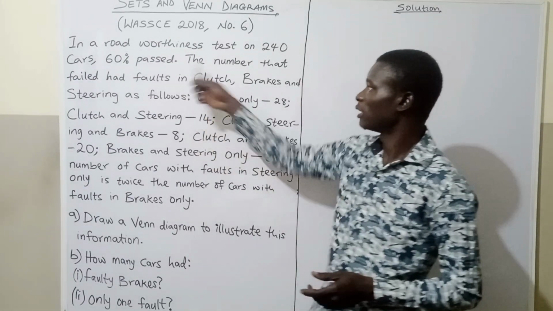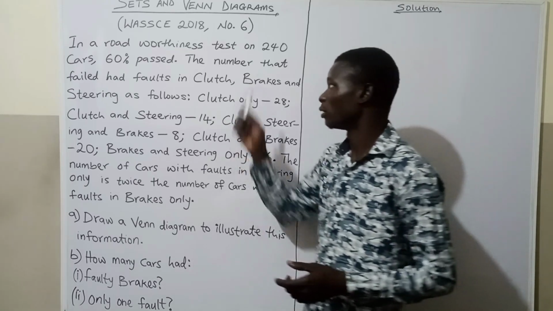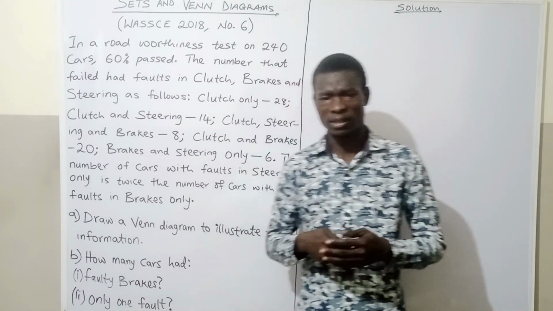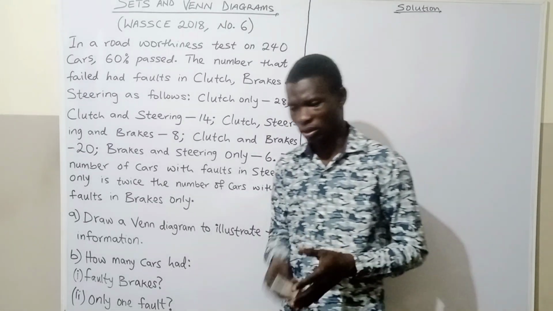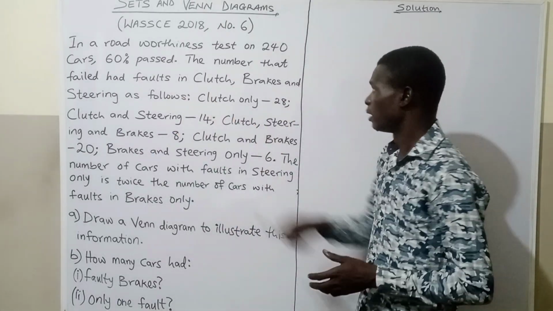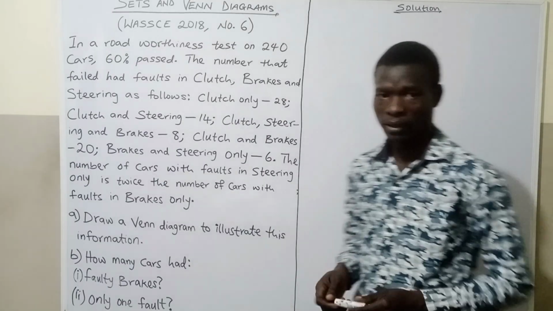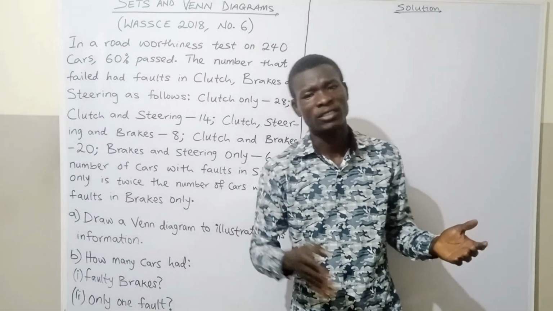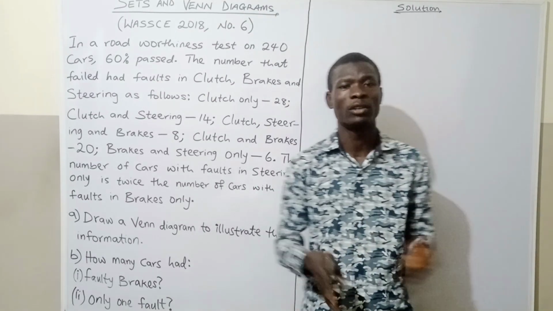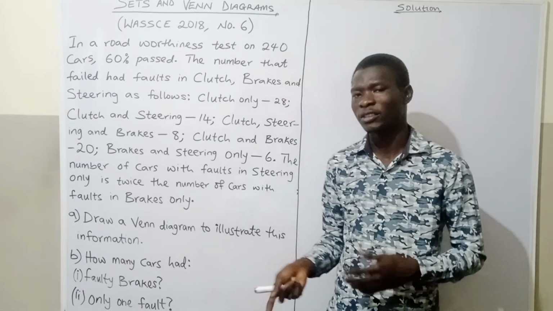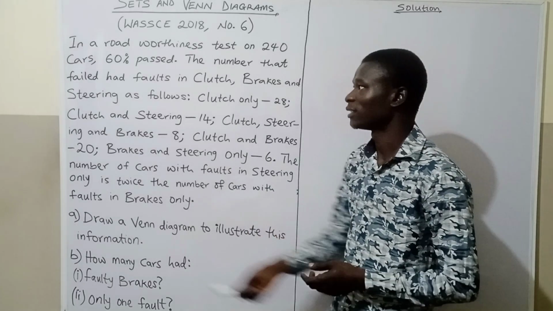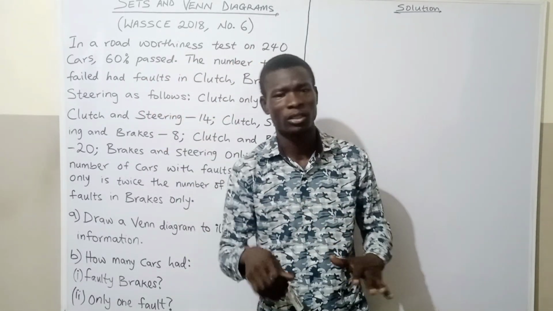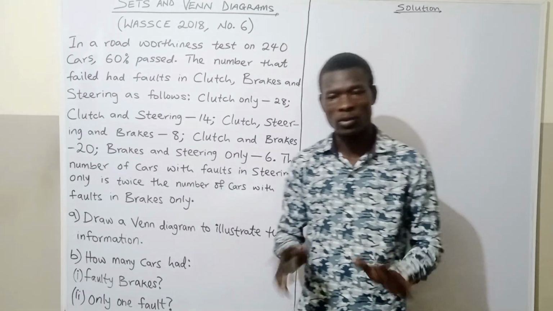Now, in a roadworthiness test on 240 cars, they try to look at the cars passing a particular road, and the number of cars they are considering is 240. They check how many of these cars are fit to be on the road and how many are not. It was discovered that 60% of those 240 cars are fit to be on the road. They didn't have any faults in any way.